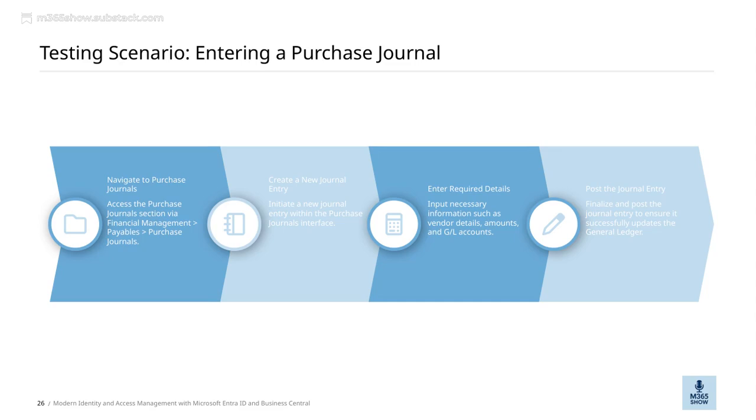And to access the Purchase Journals section, navigate through Financial Management, then Payables, and finally, Purchase Journals. This pathway helps you locate the correct area quickly and efficiently. Remember, this step is crucial to closing the loop in our purchasing process, ensuring everything is properly recorded and ready for review.